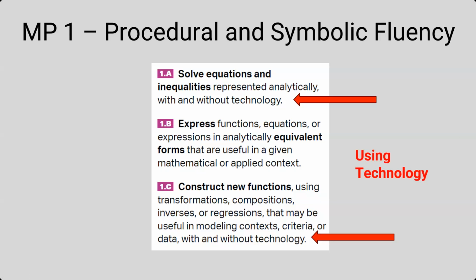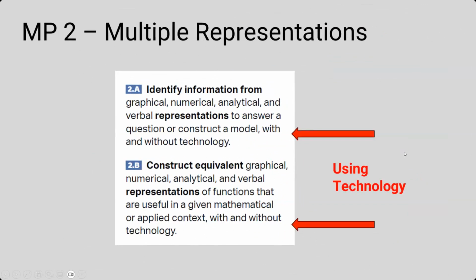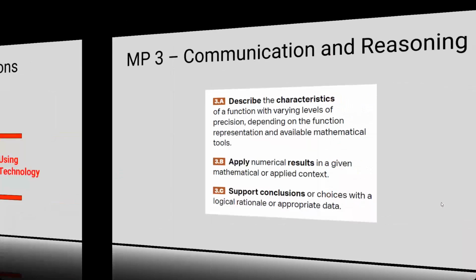And then for math practice number 2, identifying information from graphs, we will not really be constructing a model other than doing a regression. We will do some transformations given a model, but we won't be constructing it. Constructing equivalent relationships, we'll do a little bit of work with that in 2.B for multiple representations.